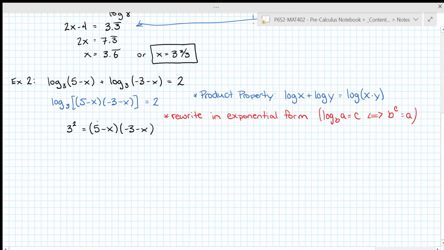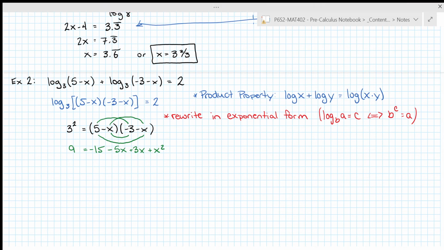First, outer, inner, last. Double distributive property. 5 times -3 is -15, and I'm going to write that one step down here. 5 times -x is -5x. x times -3 is positive 3x. And then x times -x is positive x squared. And so that's all equal to my 3 squared, or 9. Again, I always do my foiling like this because then it looks like a little smiley face. So that's just me. This is just a quadratic.